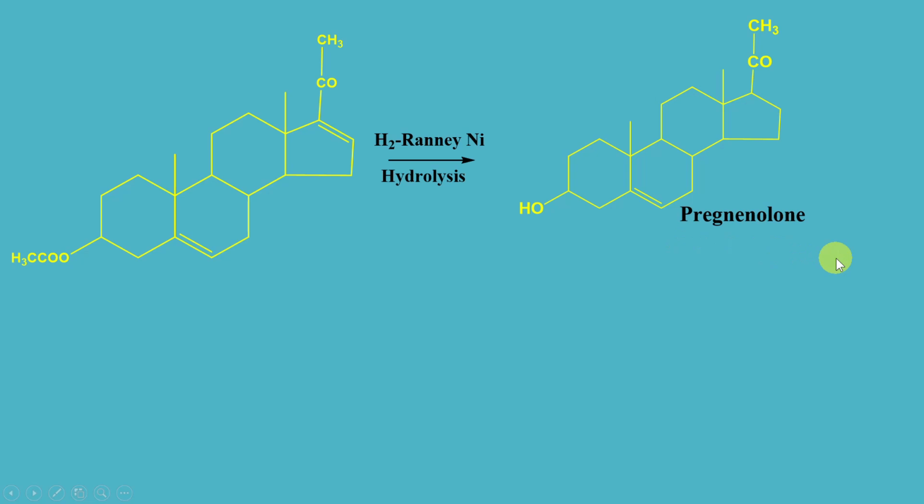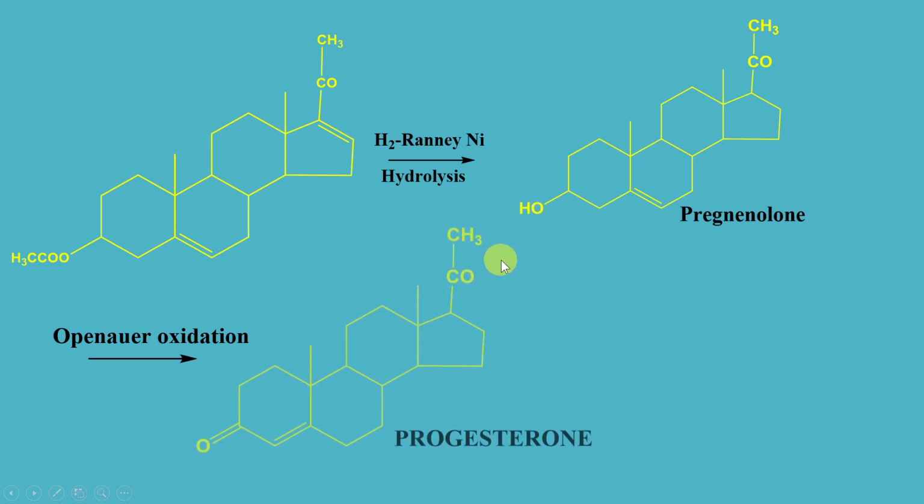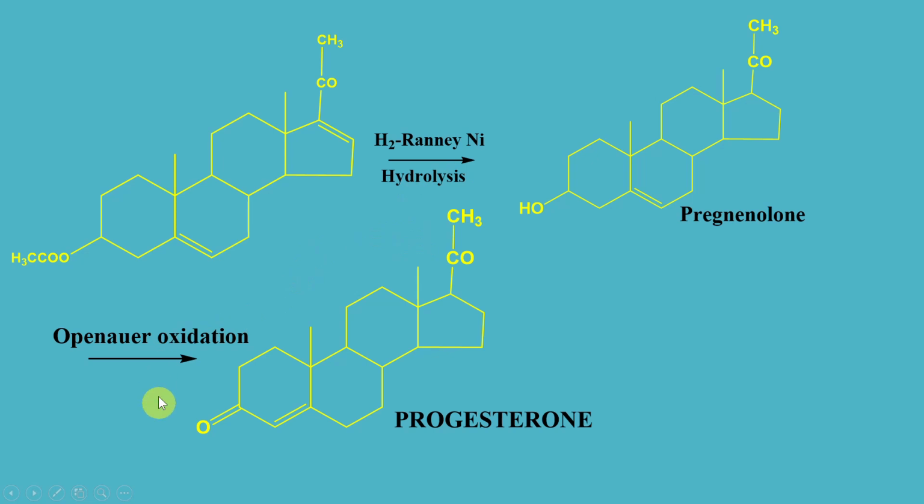Pregnenolone. And this pregnenolone, on open air oxidation, you can see this double bond gets shifted between this and this carbon atom, along with the secondary hydroxy group getting oxidized to keto group. Thereby the required product progesterone is formed. It is the structure of progesterone.